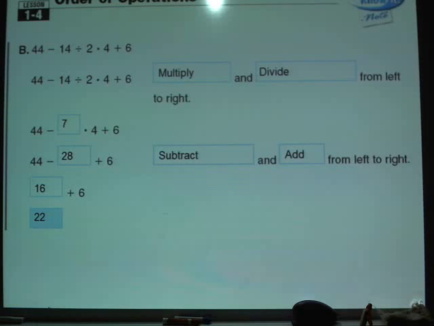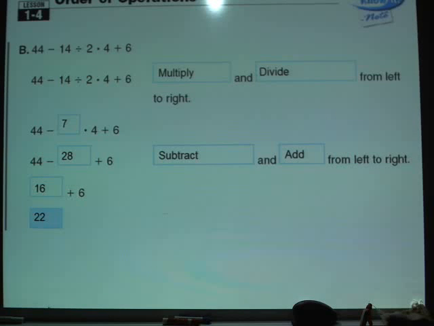So let's look at this problem now. B, a much longer problem, but no more difficult because we can handle it using the list of the order of operations. We've got 44 minus 14 divided by 2 times 4 plus 6. Order of operations would say I would do parentheses first, but there aren't any in this problem. And then I would do exponents, but there aren't any of those either. So we don't have to worry about either of those steps.